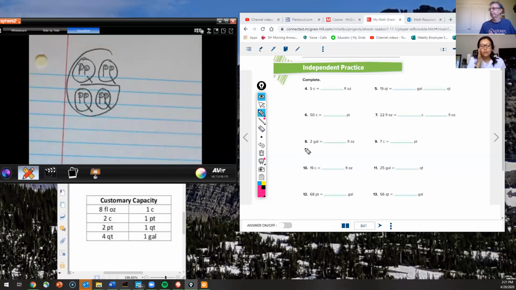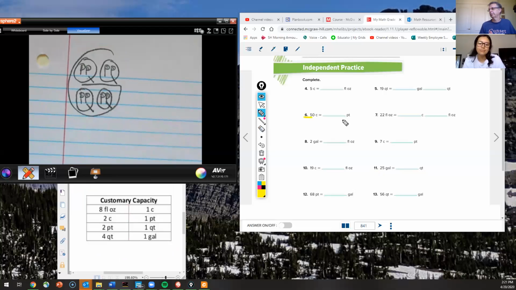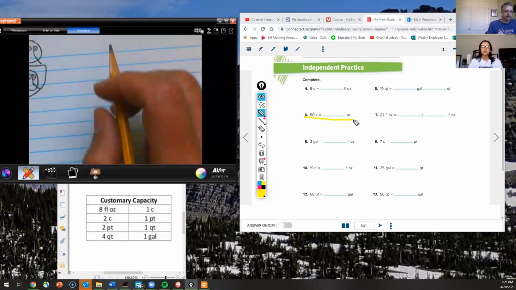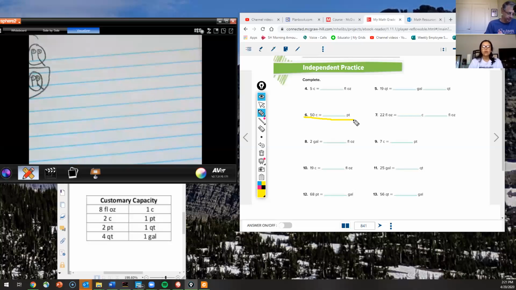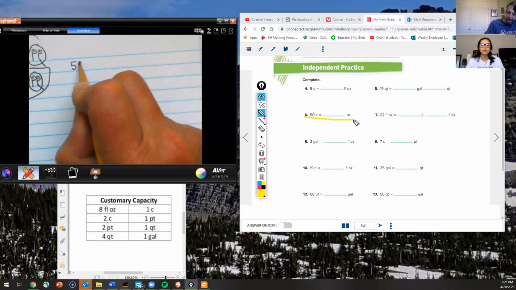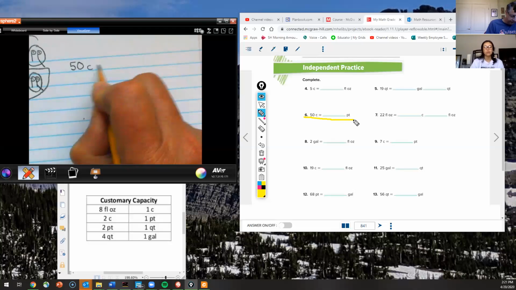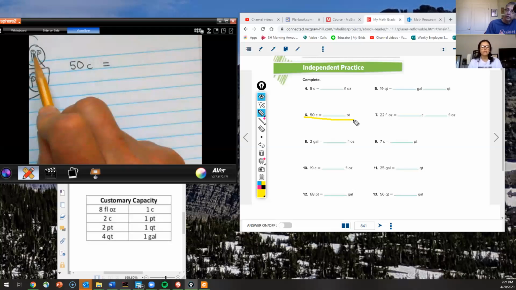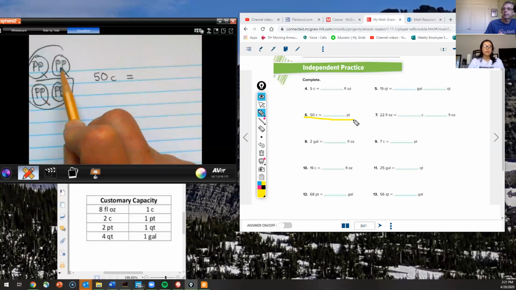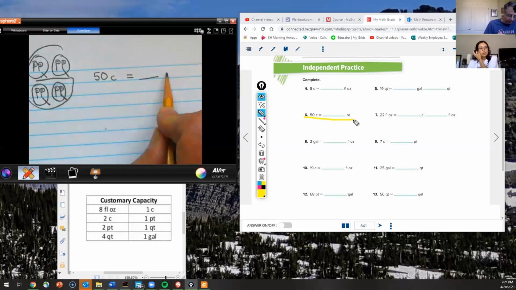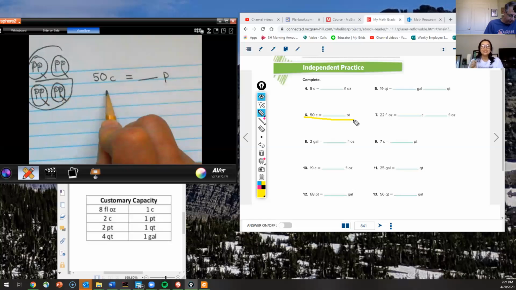So we are going to start with number 6. Number 6 says 50 cups equals blank pints. Looking at our chart, it looks like we are going from a small unit of measurement to a big unit of measurement, which means that we are going to be dividing, because remember, Shakes, Buys, Donuts.